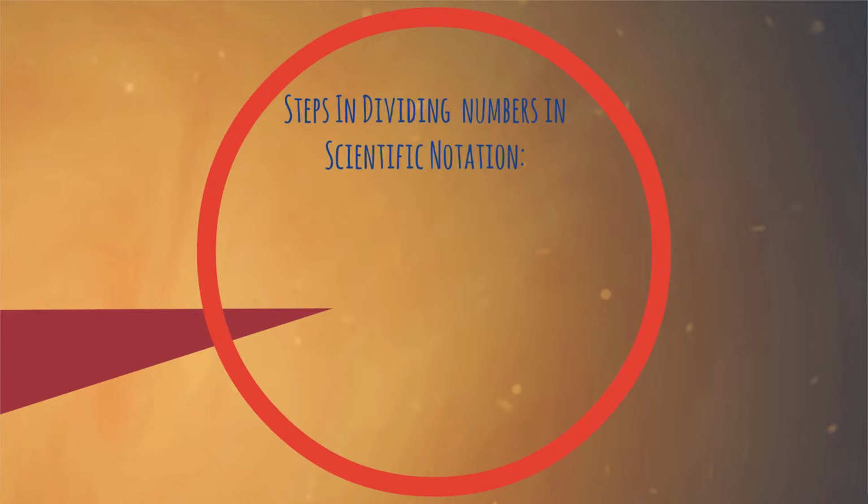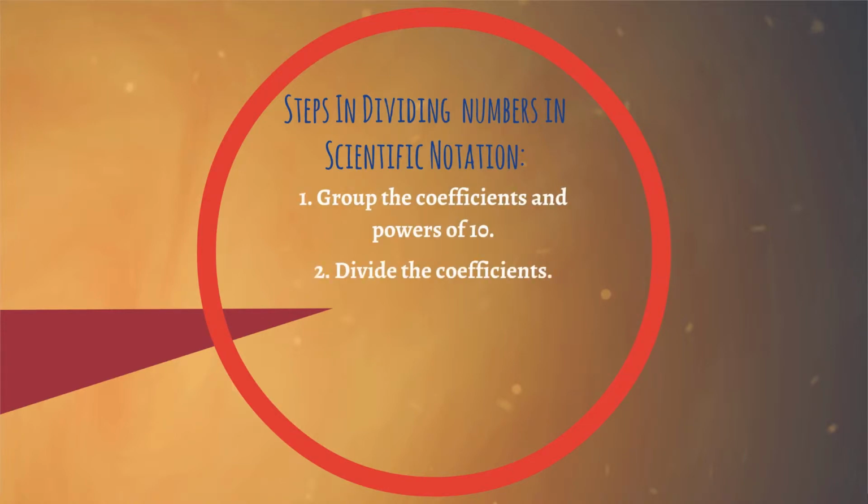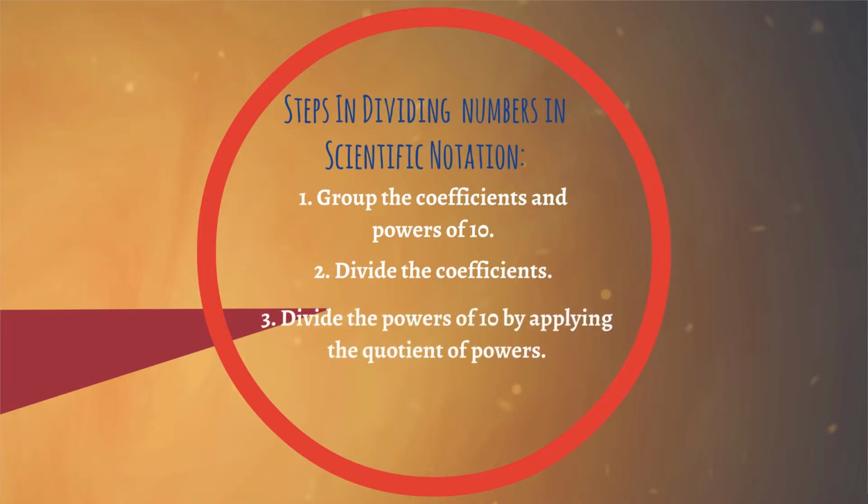You already know how to multiply scientific notation, so now let's learn how to divide. There are 4 simple steps in dividing numbers in scientific notation. These steps are somehow familiar to the steps in multiplying numbers in scientific notation. The first step is to group the coefficients in powers of 10. Then divide the coefficients as what's indicated in the expression. After that, divide the powers of 10 by applying the property of quotient of powers. And the last step is always writing the result in scientific notation.